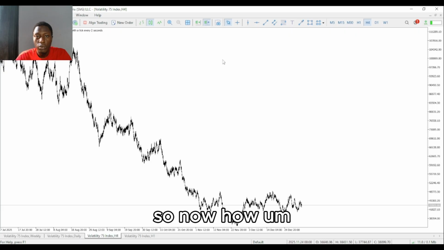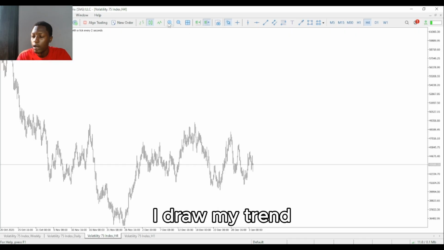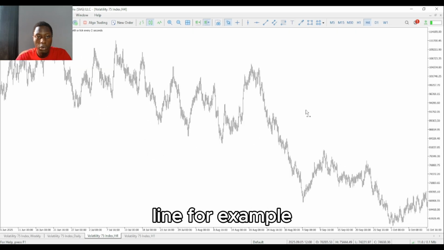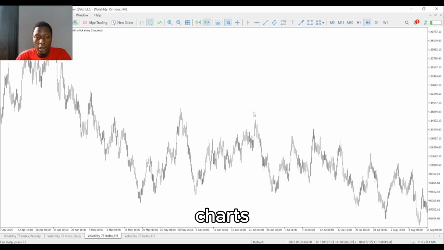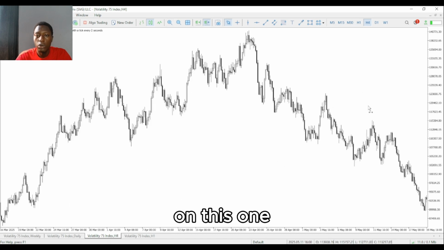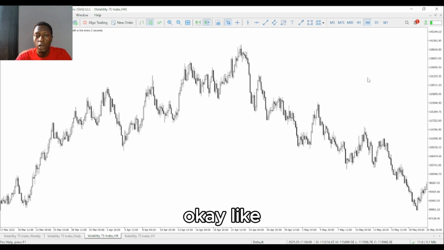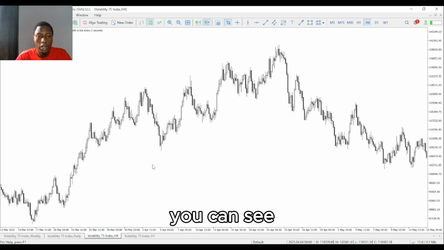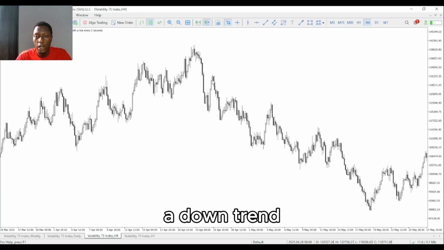So now, this is how I draw my trend line. For example, let's go to past charts. Let's check on this one. What you can see now is that the market was bullish here. You can see the market was in an uptrend in this phase, and it was a downtrend in this phase.